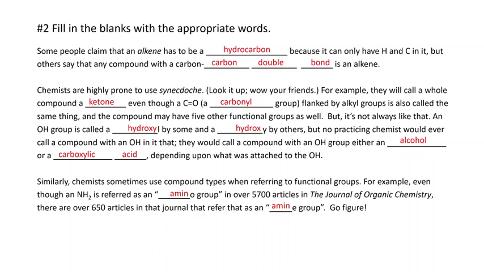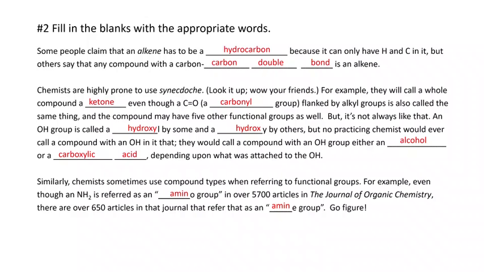Some people claim that an alkene has to be a hydrocarbon because it can only have hydrogen and carbon in it. But others say that any compound with a carbon-carbon double bond is an alkene. Chemists are highly prone to use synecdoche. For example, they will call a whole compound a ketone, even though a C double bond O, a carbonyl group flanked by alkyl groups, is also called the same thing. And the compound may have 5 other functional groups as well.